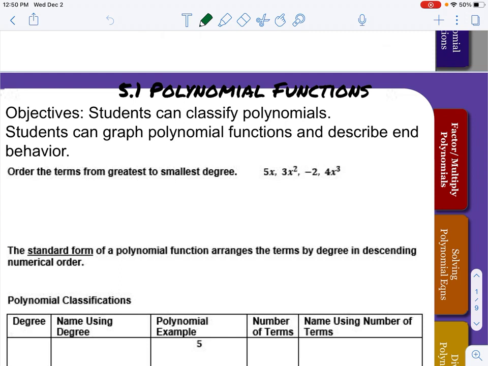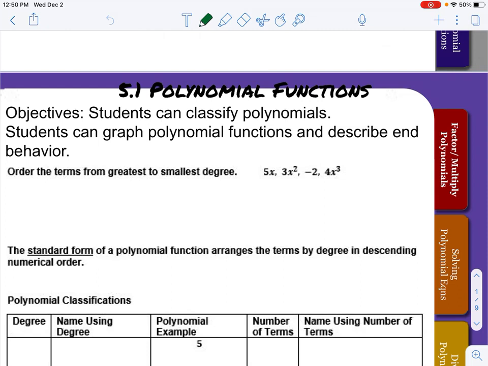We are going to cover 5.1 polynomial functions today. Your objective is that you will be able to classify polynomials, graph polynomial functions, and describe end behavior. So the first step here is just to realize what the degree is talking about, what even is a degree of a polynomial, and can we order them from greatest to smallest.